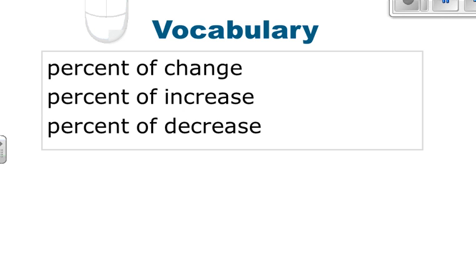Percent of increase is when we mark an item up. Percent of decrease is when we mark an item down. So percent of decrease you'll typically see as a sale price. Percent of increase will be typically, you can view it as a tax item, a tip, or it could just be they've marked the price up.